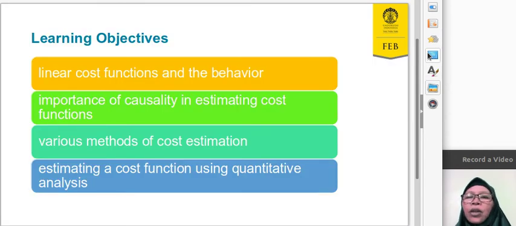Okay, our learning objective for this subsection is the linear cost function and the behavior. The second, we will see the importance of causality in estimating cost function. We will also, in the third part, learn about the various methods we can use to estimate costs. The last, we try to estimate cost function using quantitative analysis.